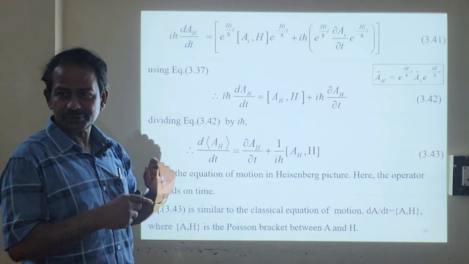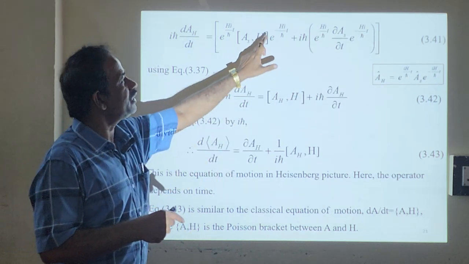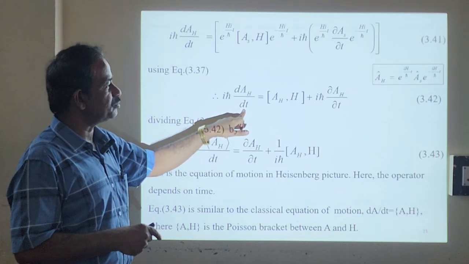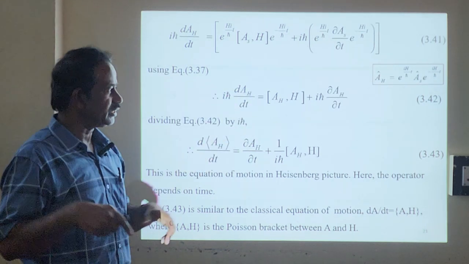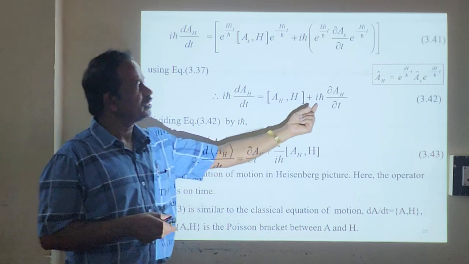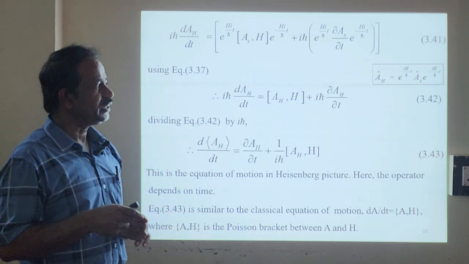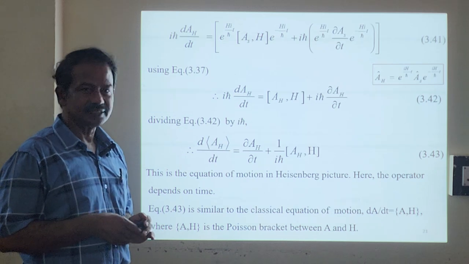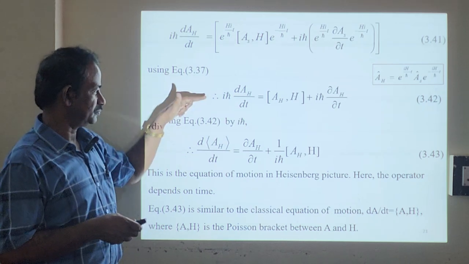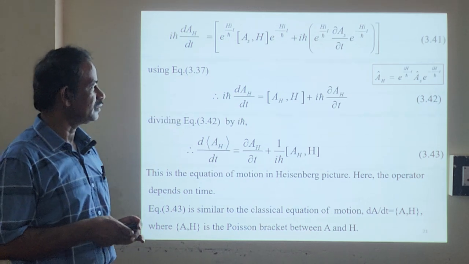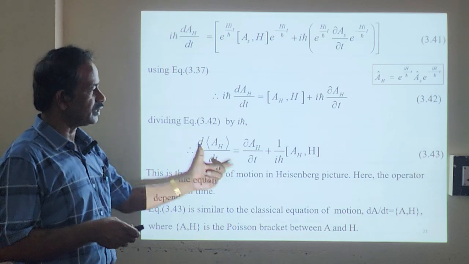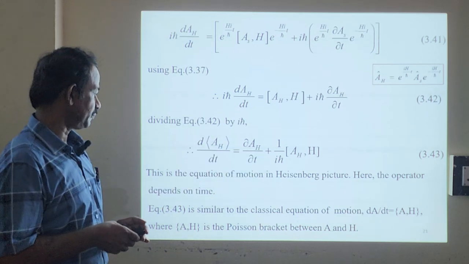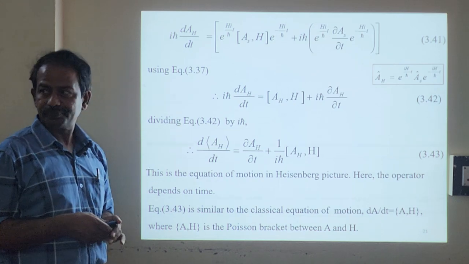Can you differentiate these two? So we will get only exactly as it is. So we have iħ dA_H/dt equal to the commutator [A_H, H] plus iħ ∂A_H/∂t. So this will be your equation of motion in the Heisenberg picture. Okay, that is the idea. Now let's just divide by iħ. So that will give us equation 3.43. So this is the equation of motion.